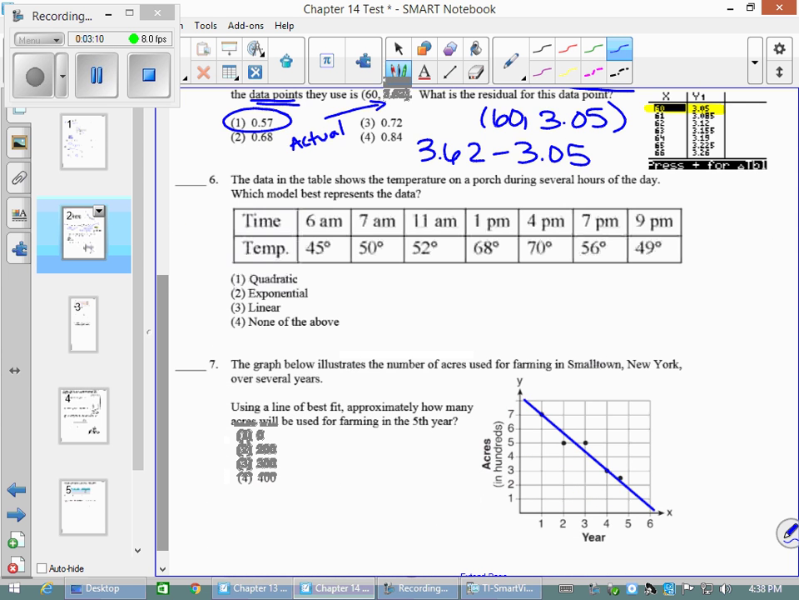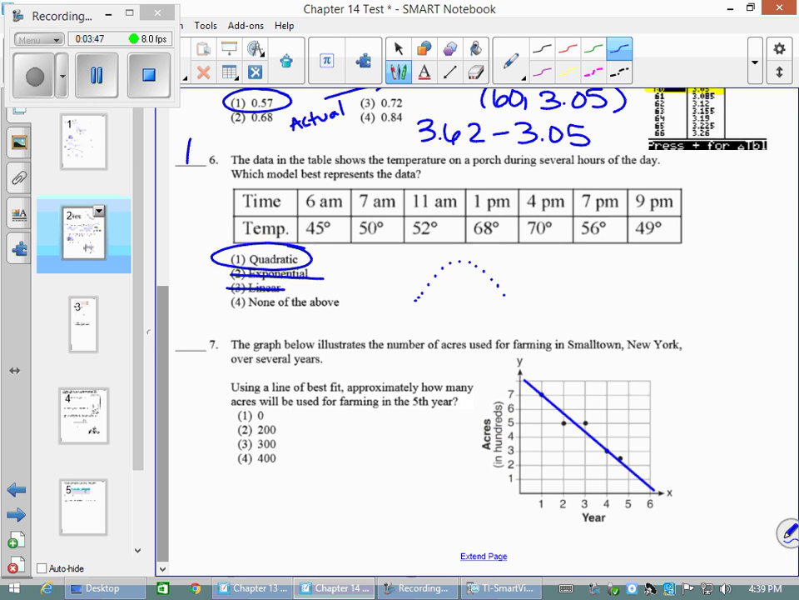For question 6, it gives us data that shows the temperature on a porch during several hours of the day. So you can see that they took data from 6 a.m. throughout the day until 9 o'clock at night. The temperature started at 45 degrees, it went up 50, 52, 68, 70, then it started to decrease again, 56, 49. So if we're talking about data that would be at a low point, then go to some high point and then start to come back down, that would not be exponential, would not be linear, but it could resemble some type of quadratic relationship.